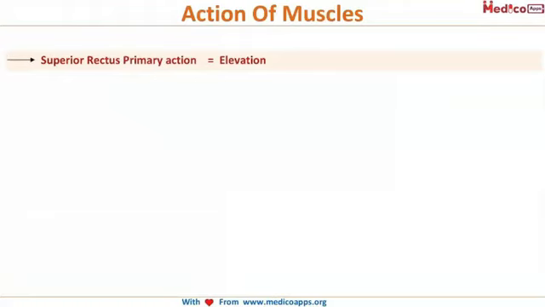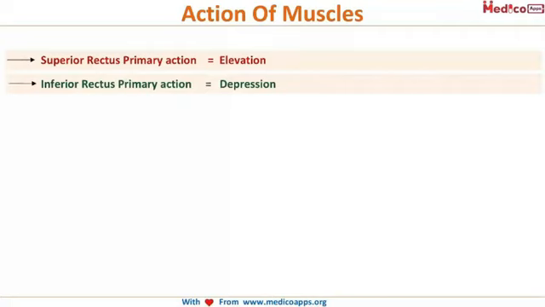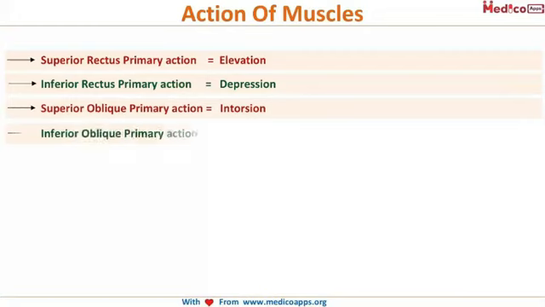Now let's look at primary action. What do I mean by the word primary action? The action of the muscle in primary gaze. So primary action of superior rectus is elevation, that of inferior rectus is depression, superior oblique is intorsion, and inferior oblique is extorsion. These are the primary actions.